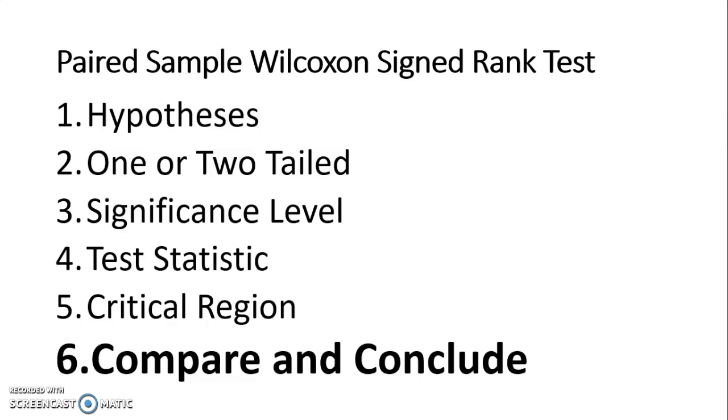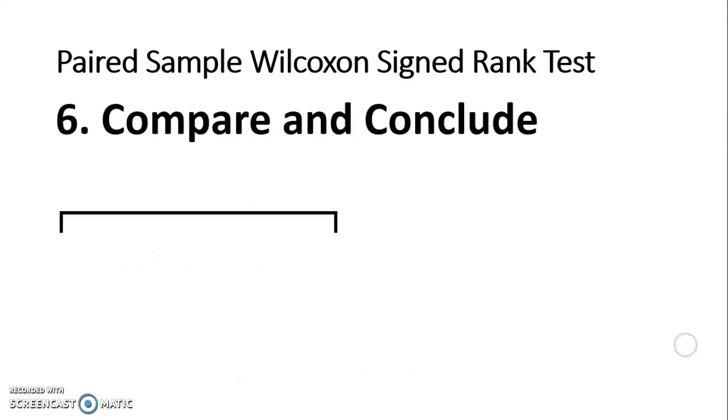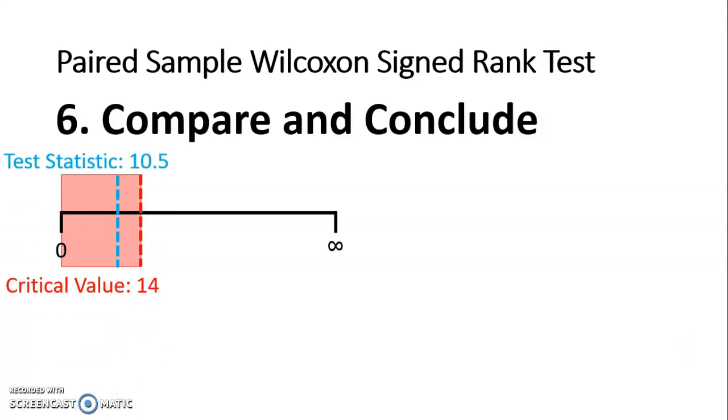Finally then, step 6 is my compare and conclude. So I need to draw my line from 0 to infinity. I need to identify my critical region on that graph. So there's my critical value at 14, and my critical region is that red section underneath. Then I need to compare that with my test statistic, which was 10.5. And because it lies in that critical region, I can say that I reject H0.